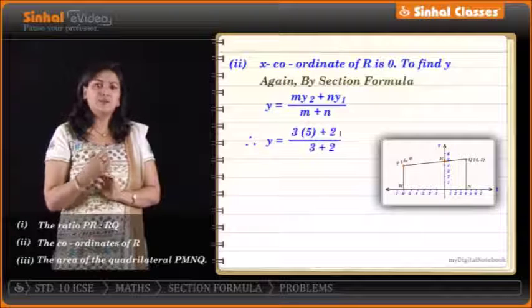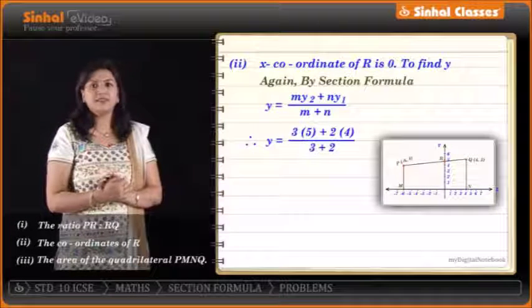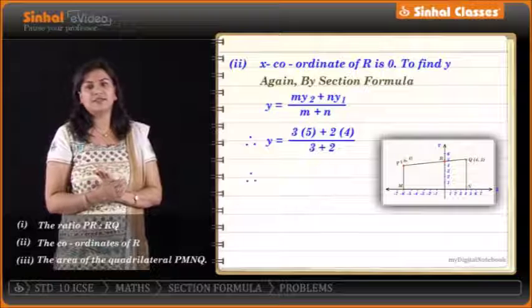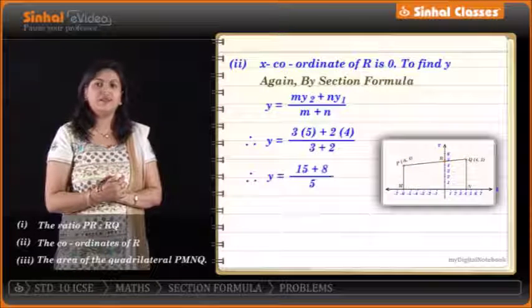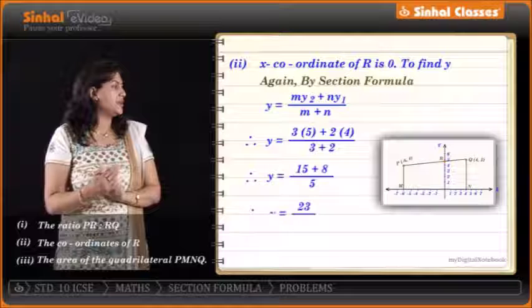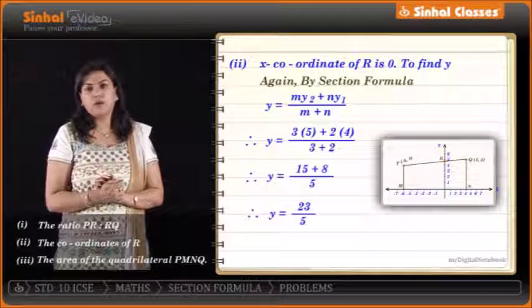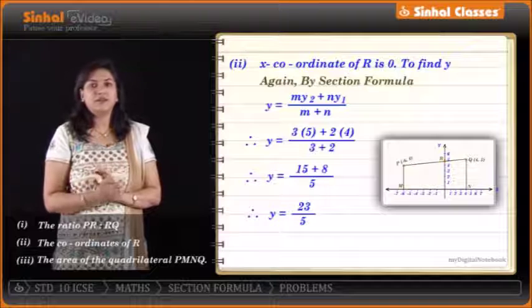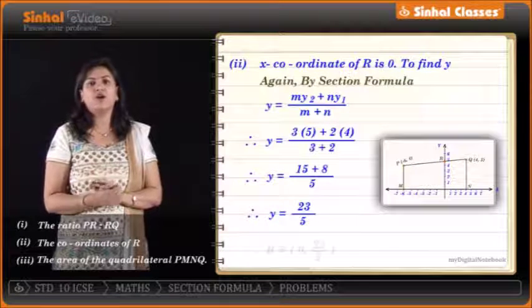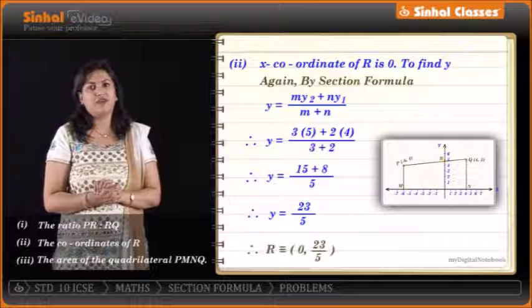We substitute that here. We have y is equal to 3 into 5 plus 2 into 4 upon 3 plus 2. Simplify this further to get y is equal to 15 plus 8 upon 5. That is y is 23 upon 5. So this is the y coordinate of the point R. So R will be written as 0, 23 upon 5.